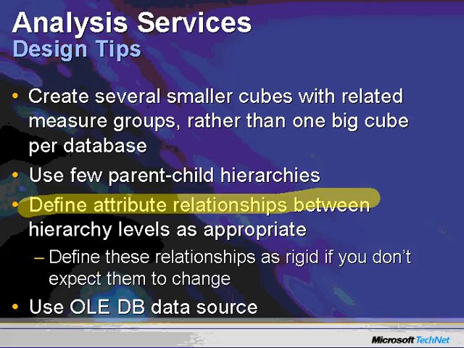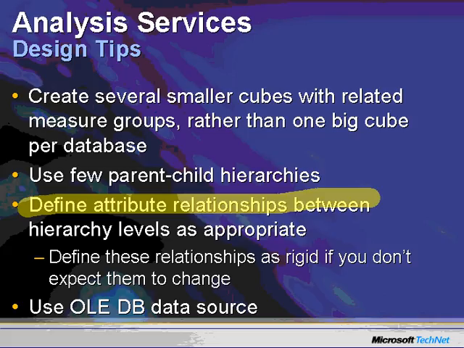A second, not nowhere near as important as actually defining the attribute relationships, but still an important nuance, is that when you define these relationships, there's a property on them that you can set that by default is set as flexible, I think is the phrase. And if you don't expect the relationship to change, then you should change that property to be rigid. So change the property on the relationship from flexible to rigid.